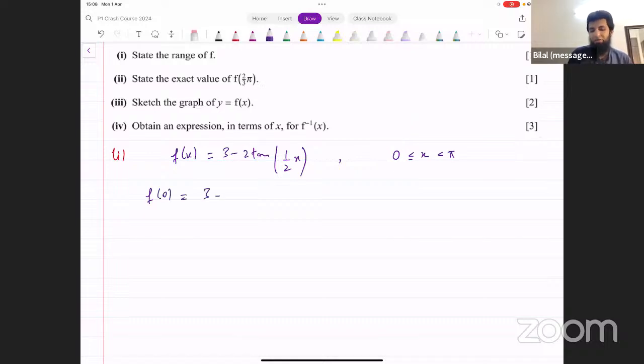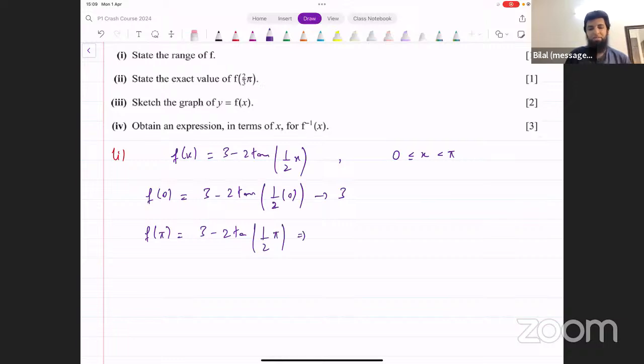If x was 0, you would get 3 minus 2 into tan of half into 0. What does that give you? 3 minus 2 into 0, that will be 3. At 0, you're getting 3. What if x was pi? That gives you 3 minus 2 into tan of half into pi. What does that give you? If you put this on your calculator, what do you get? You get an error for that.